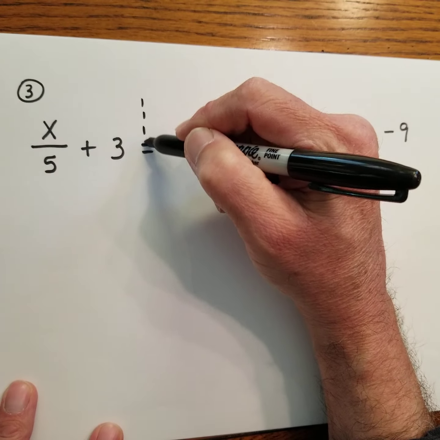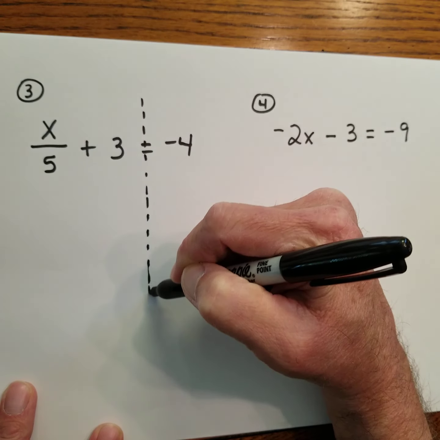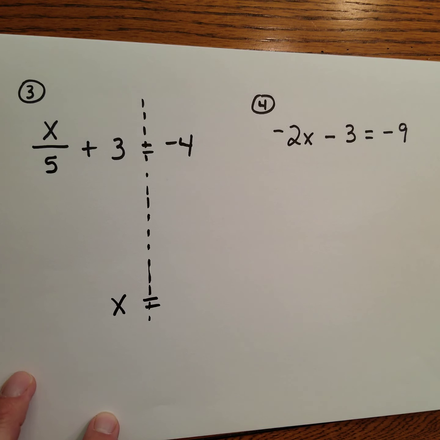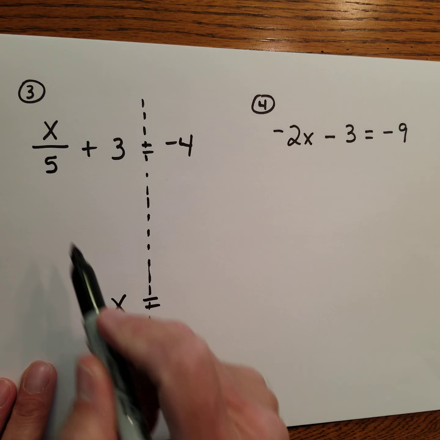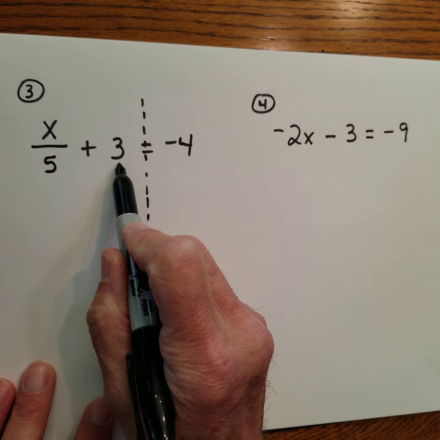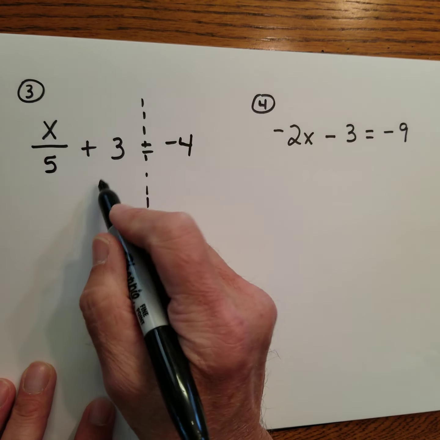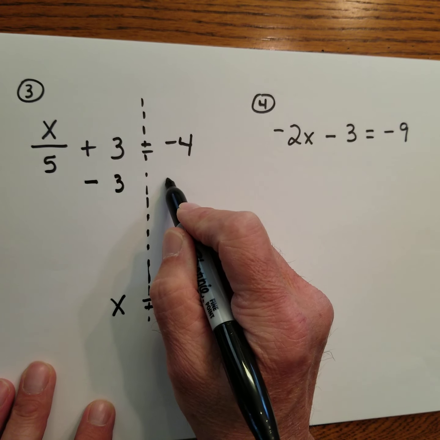Let me get number 3 set up. Here's my fence. Here's where my answer will go. To get x by itself, the 5 and the 3 must both leave. Get rid of that 3 first. The inverse of addition is subtraction.